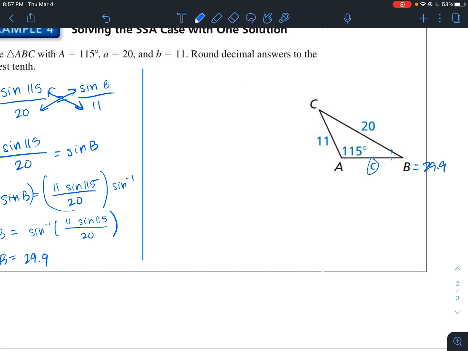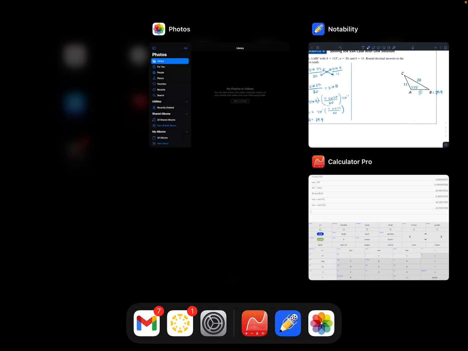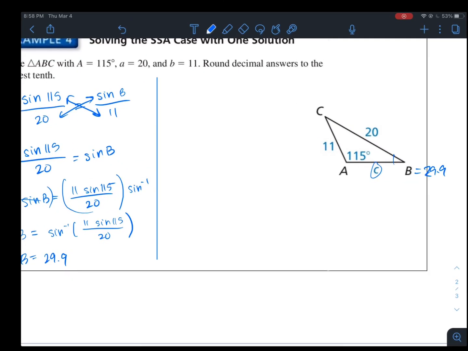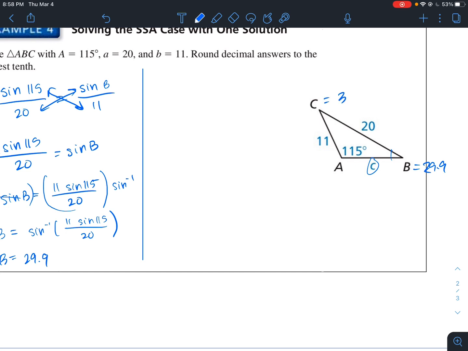So I totally wrote that wrong. Sorry about that. So what I need to do is find angle C first. So I can just use the angle sum theorem. So I can do 180 minus 115 minus 29.9, and I get 35.1. So angle C is equal to 35.1.